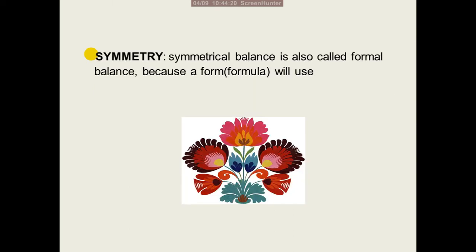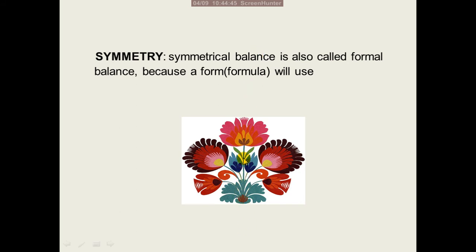Here, symmetry. I told you about balance, and there are three kinds of balance. The first one is symmetry balance. Symmetrical balance is also called formal balance because a formula is used. Here, if you check, there is a formal balance.